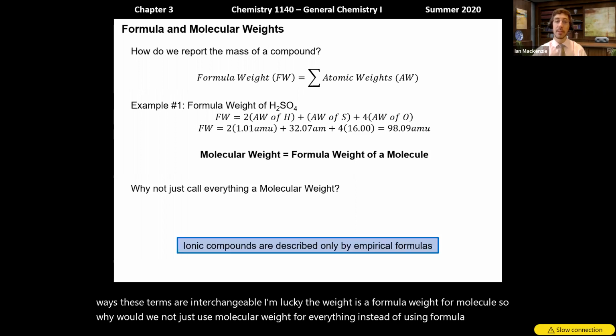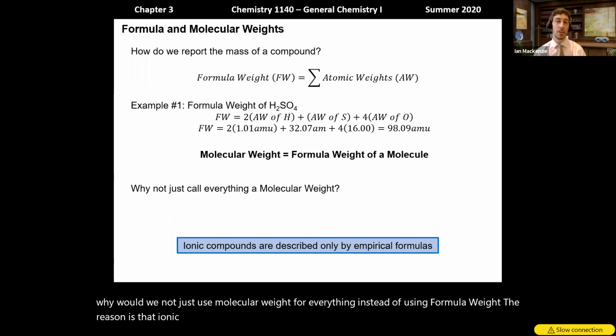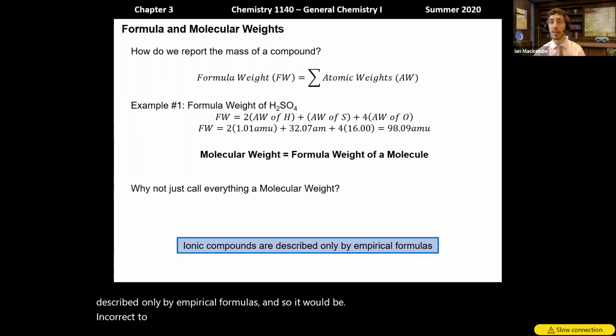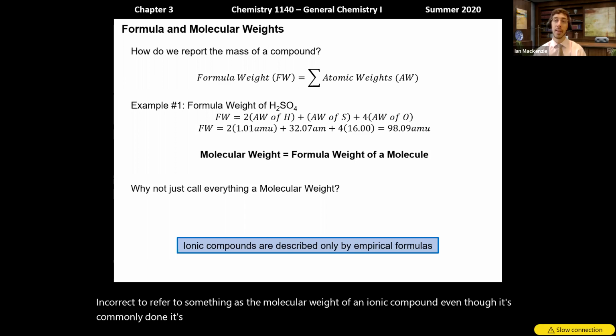The reason is that ionic compounds, we remember, are not described by molecular formulas. They're described only by empirical formulas. And so it would be incorrect to refer to something as the molecular weight of an ionic compound, even though it's commonly done. It's incorrect. Really, that weight would be just the formula weight, since ionic compounds are described only by empirical formulas.